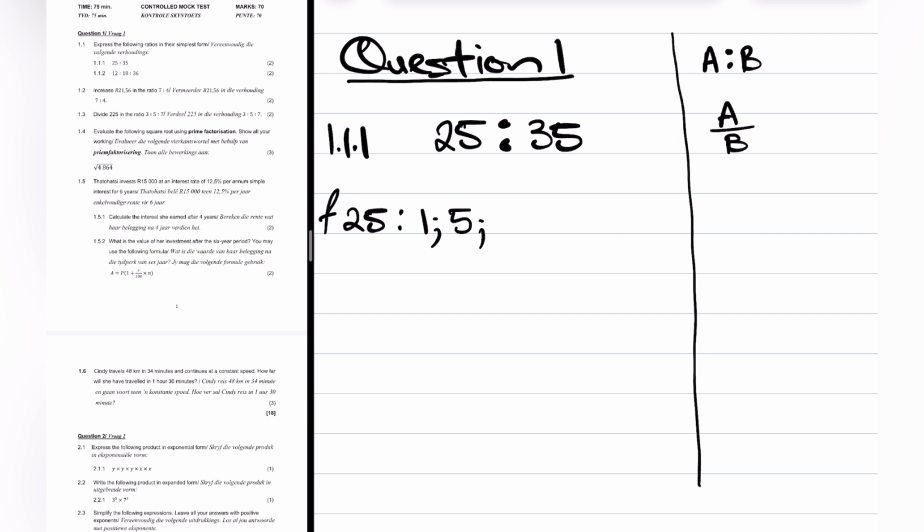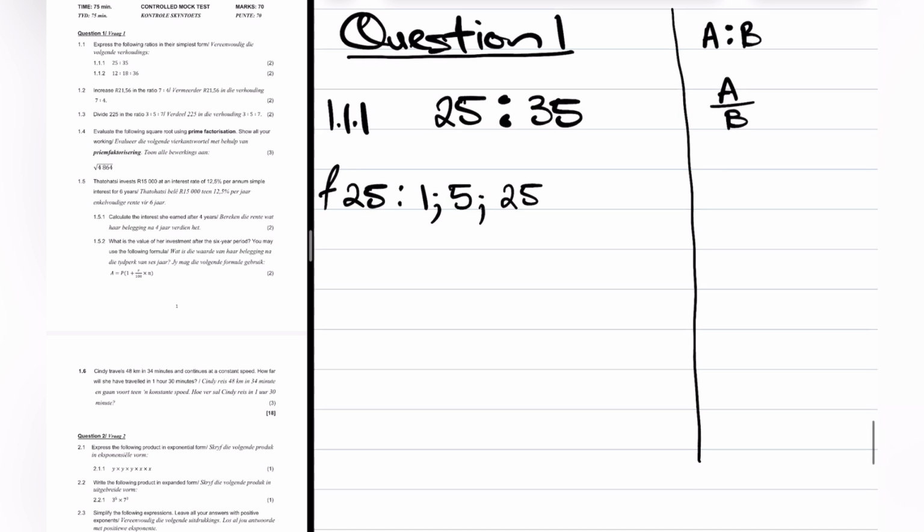and of course 25, because no other number can divide into 25 evenly. If you look at 6, no. 7 cannot divide into 25. 8, 9, 10 also cannot divide into 25. 11, 12, 13, 14, 15 not. So it is only 25 that is left. So that's the factors of 25.